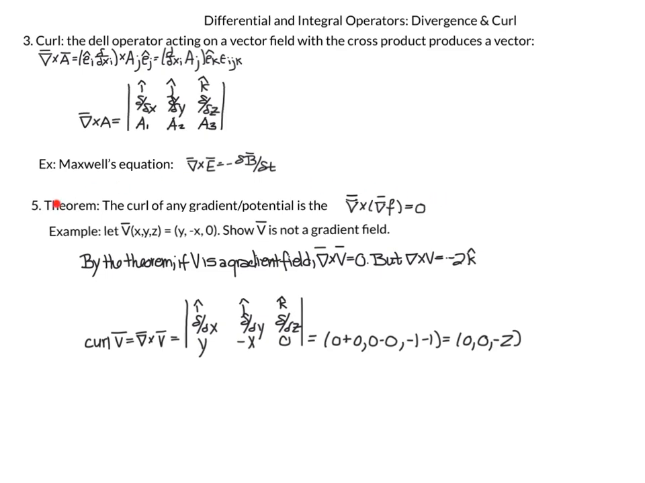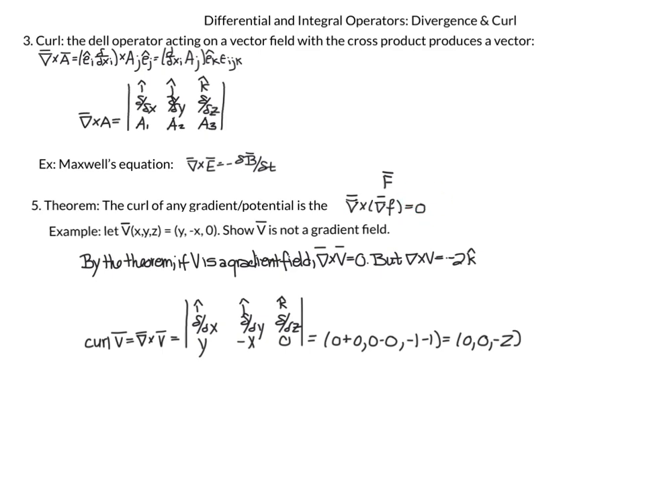And then I also have an addition of a theorem that is not covered in your book, but I find it useful because it allows you to determine if a vector field is a gradient or potential field. This theorem says the curl of any gradient or potential field is 0. Here's the definition of the curl. If we have a vector field F, it could be the gradient of the scalar field little f.